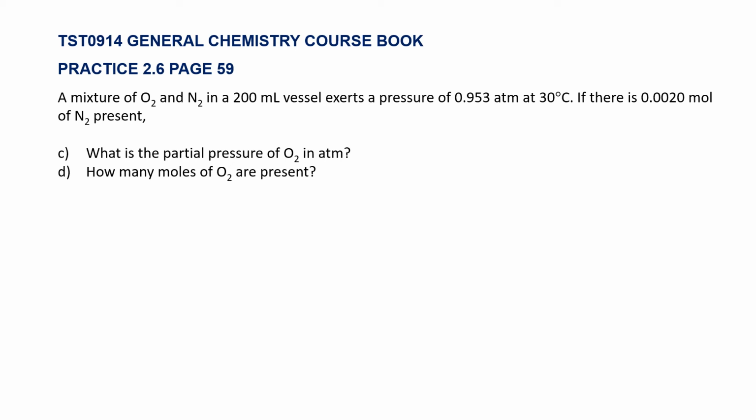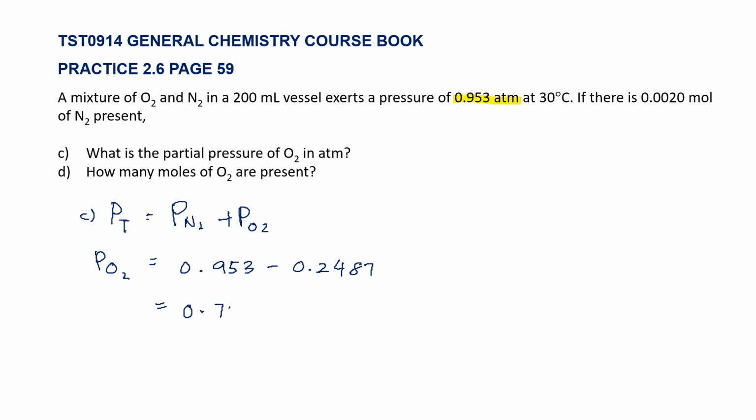So how to get the answer for C and D? It's about oxygen now. What is the partial pressure of O2 in atm? We have discussed that the P total is 0.953 atm, and we have already calculated the partial pressure of N2. Therefore we can use the formula for C: P total equals PN2 plus PO2. We substitute to get PO2, which is 0.953 minus 0.2487, the partial pressure of N2. From there we will get 0.7043 atm for the partial pressure of O2.